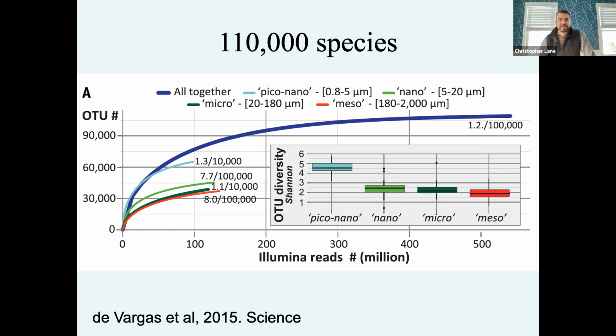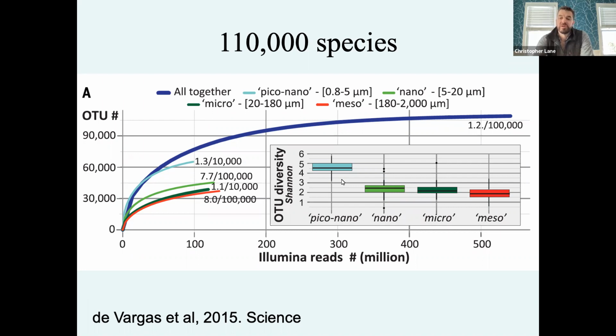But what was really fascinating from the perspective of somebody who's worked on protists for a long period of time is in fact this blue line here, which is represented here in this OTU table. This is what they call the pico-nano size, which is between 0.8 and 5 microns. So this is a really small size for eukaryotes, but you can see that the OTU diversity is enormous in this size range. And that was something that was a bit of a shock.